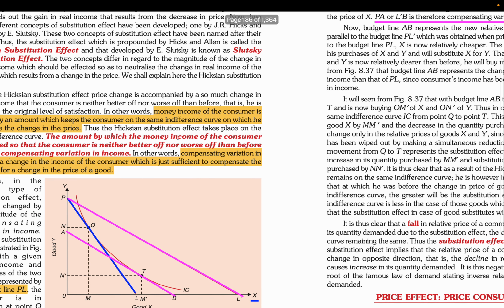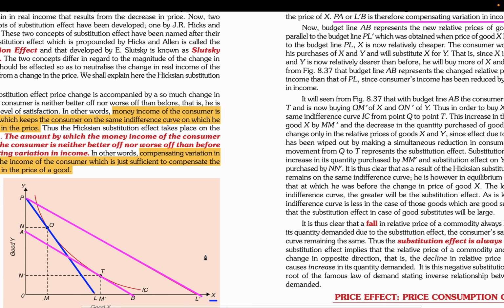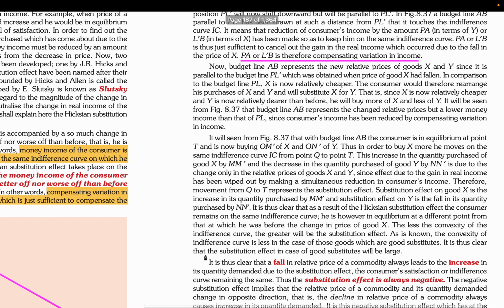Okay, this is PA or L dash B, this level. This was the real income increase. Basically these levels were increased due to the price fall, and these levels are brought back to compensate the variation in income.